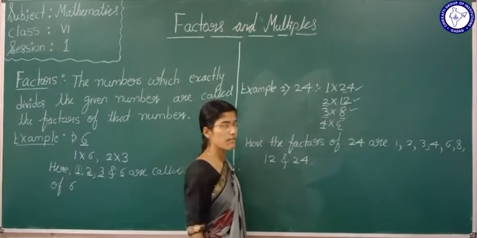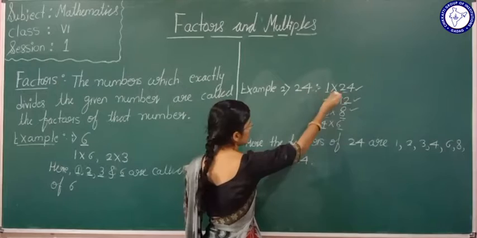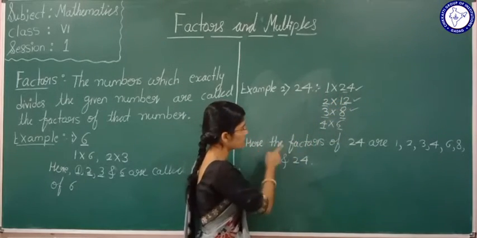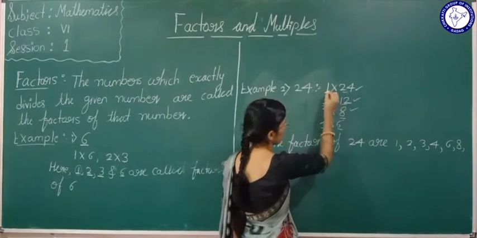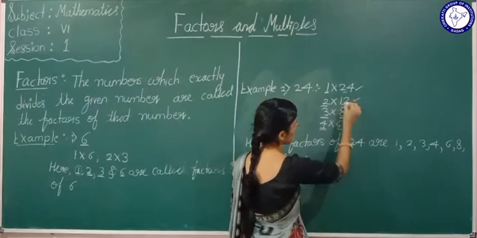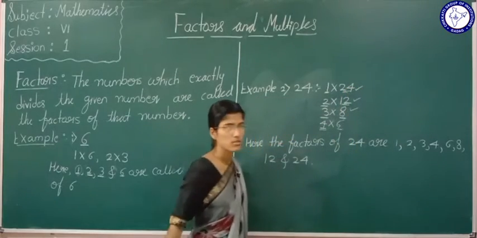Now say once more, I will repeat you. This 24 can be written like this. From here you can find out the factors. Here the factors of 24 are 1, 2, 3, 4, 6, 8, 12, 24.